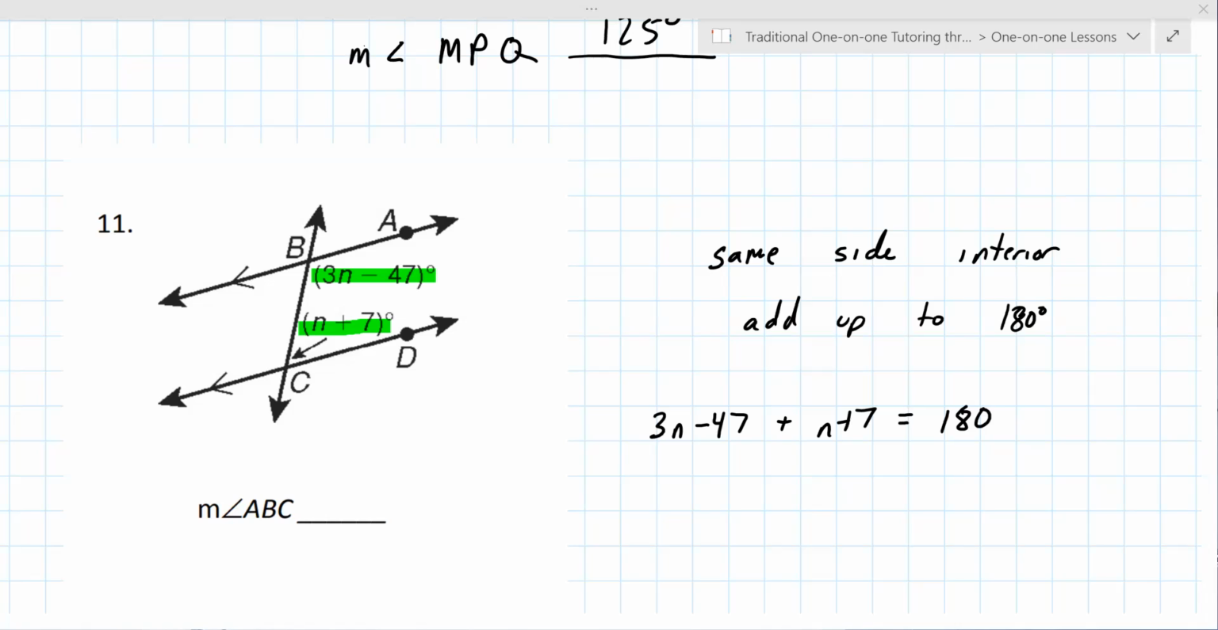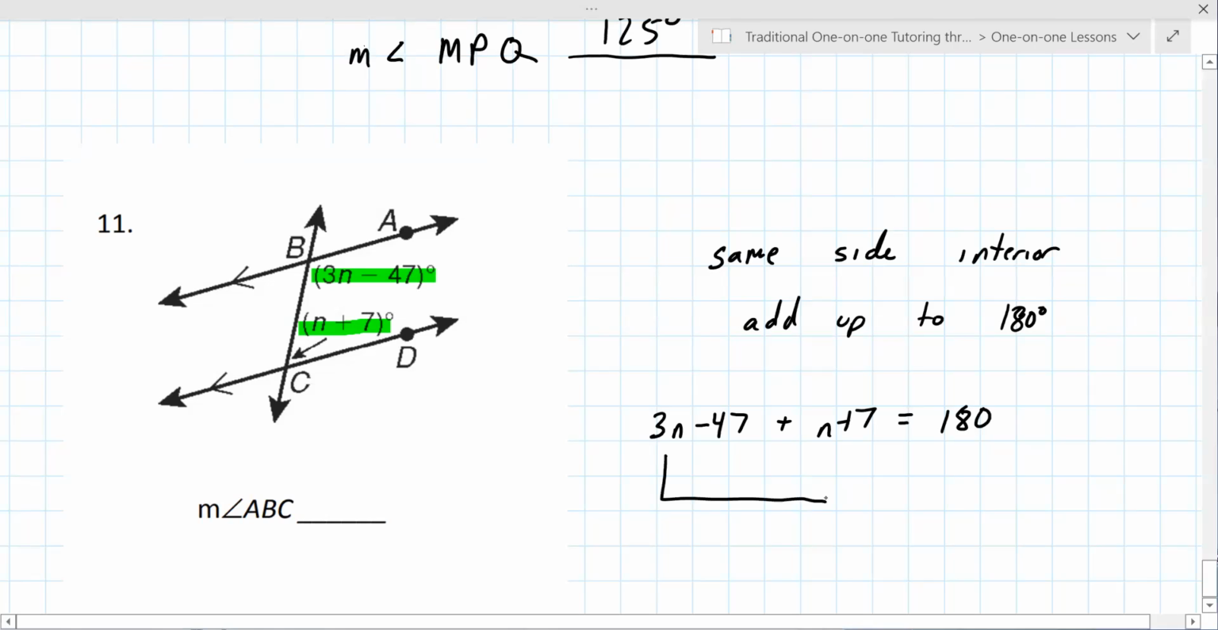How are you doing on this one? I didn't get fully done yet, but okay. So I'm just going to jump in here. 3n plus 1n is 4n. Minus 47 plus 7 is minus 40, equals 180.